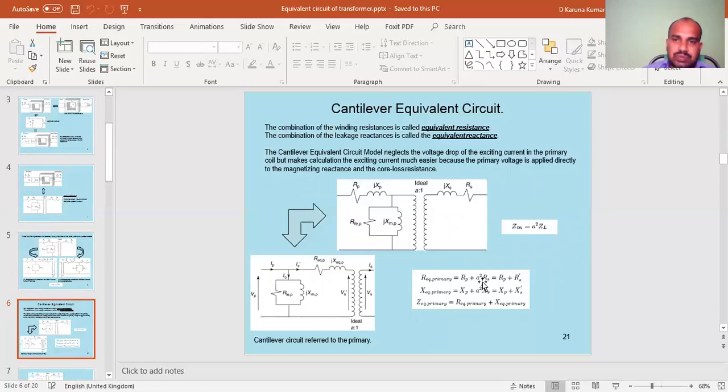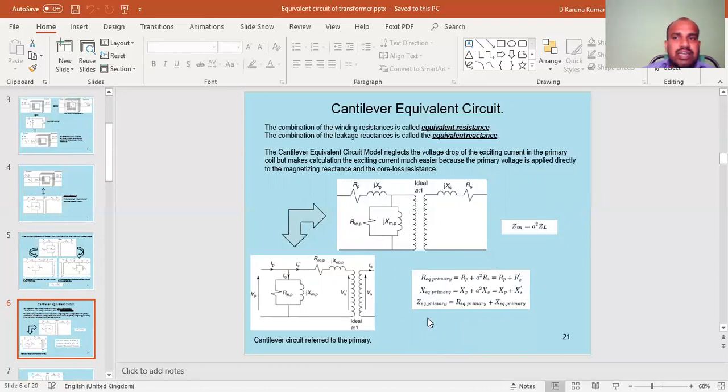The secondary side resistance means a squared into RS, where a means the transformation ratio. The equivalent reactance in the primary is equal to the primary side reactance plus the secondary side reactance. The secondary side reactance means a squared, so X equivalent primary equals XP plus a squared into XS, or XS dash.